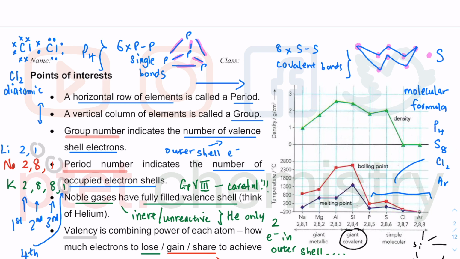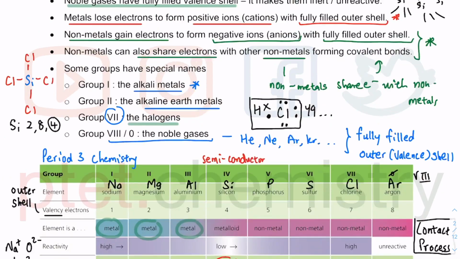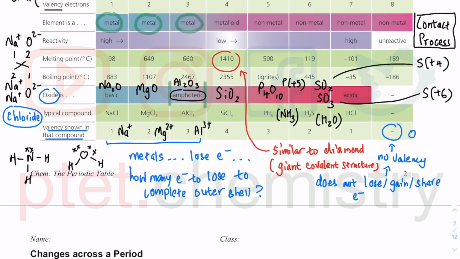We break the weak intermolecular forces between the molecules because these things have the actual number of atoms in one single molecule. So that means we have one single molecule, we have another single molecule. In between the molecule, we have weak intermolecular forces, therefore low melting and boiling points there.